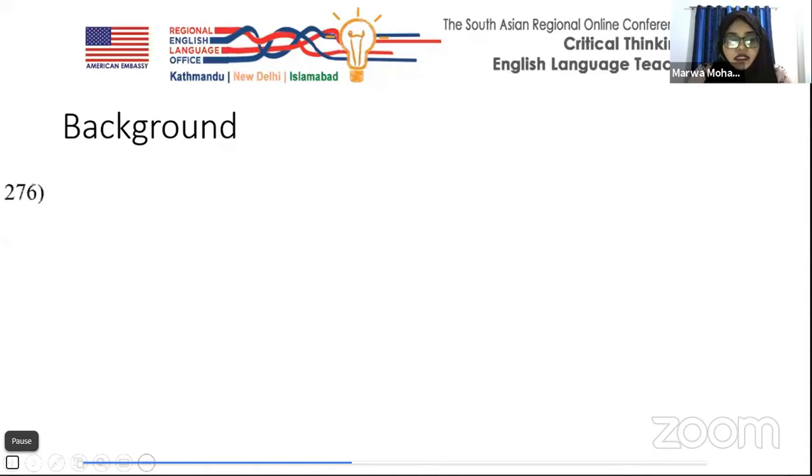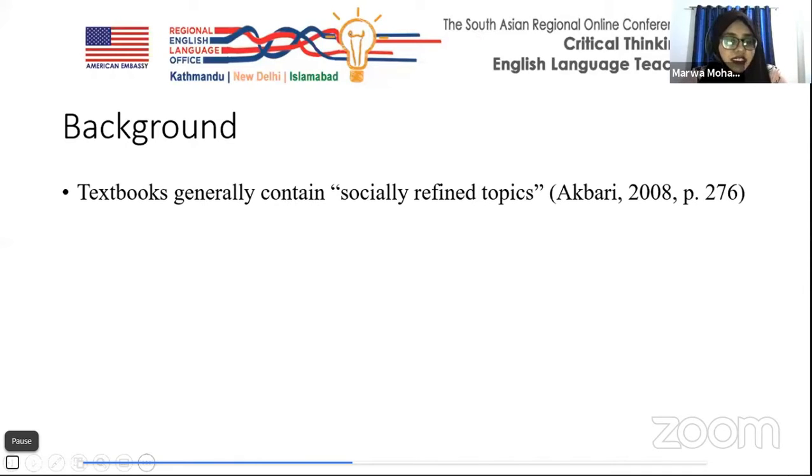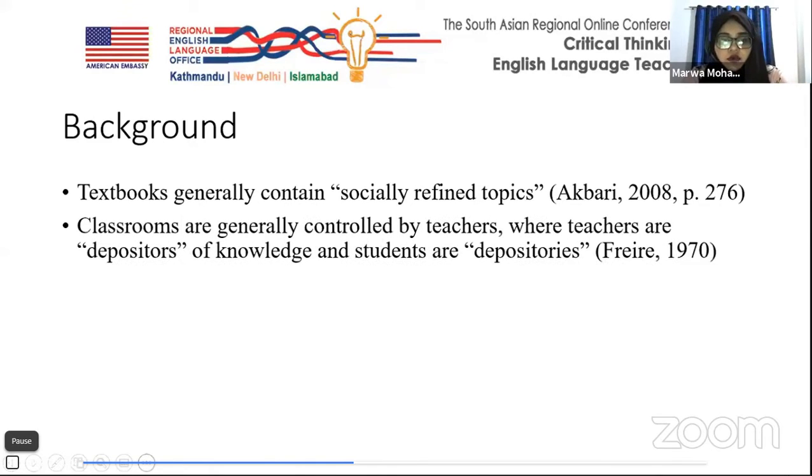So the background of my study was this, that textbooks generally contain socially refined topics, topics that are about real life, but not very much about oppressions, or about people who are not getting their human rights, and serious issues that can obviously make you slightly uncomfortable, but can make you think as well. Because classrooms are controlled by teachers, obviously teachers are the supreme authority in the class, especially in our country.